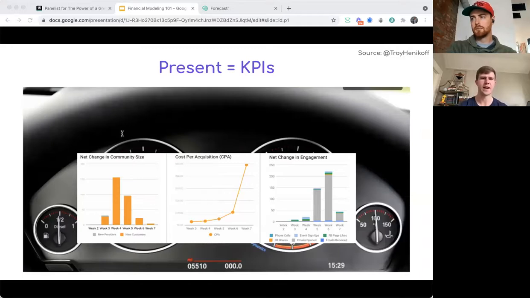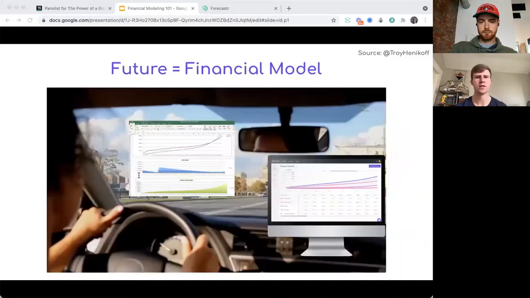So coming back to that analogy, you can think of these like your dashboard, your odometer, your gas meter, things like this. They'll give you data in real time, letting you know how your business is functioning. And these are really important things to keep track of. But again, they're not allowing you to see what's coming up the road. And the only thing that gives you the rest of that picture is a financial model.